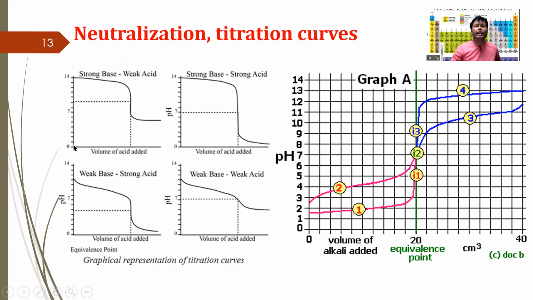Now we have learned about neutralization titration curves. We have 4 different types of conditions: a strong base and weak acid, a strong base and strong acid, a weak base and strong acid, and a weak base and weak acid. So 4 different types of titration curves. You need to have this idea, because I may give these types of graphs. When you are titrating a strong base with a weak acid or a strong base with a strong acid, what would be the titration curve pattern? So please remember this, so you can have a question from this.